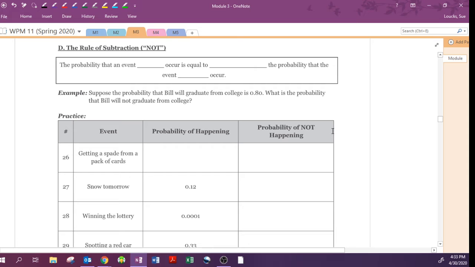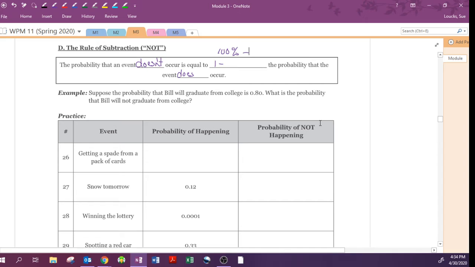Okay, now we have the rule of subtraction, which is when things are not happening. So the probability that an event doesn't occur is equal to 1 minus the probability that the event does occur, or 100% minus the probability that the event does occur, because the event either occurs or doesn't occur. Okay, so let's do some examples.